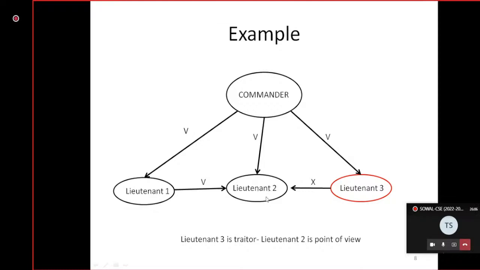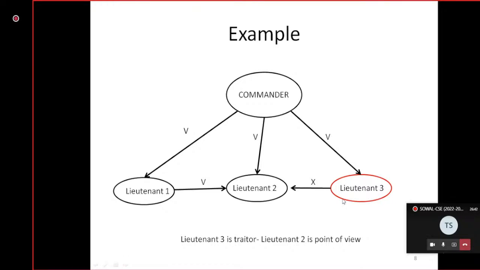Now, lieutenant 2 has three votes. Two are saying the command from the commander is B, and another one is saying the command from the commander is X. Now, the lieutenant decides based on the majority that I have to follow the particular command, because the majority is saying we have to follow command B. Okay, so this is how it ignores the malicious node, like the traitor lieutenant 3, similar to what happens in the blockchain network.